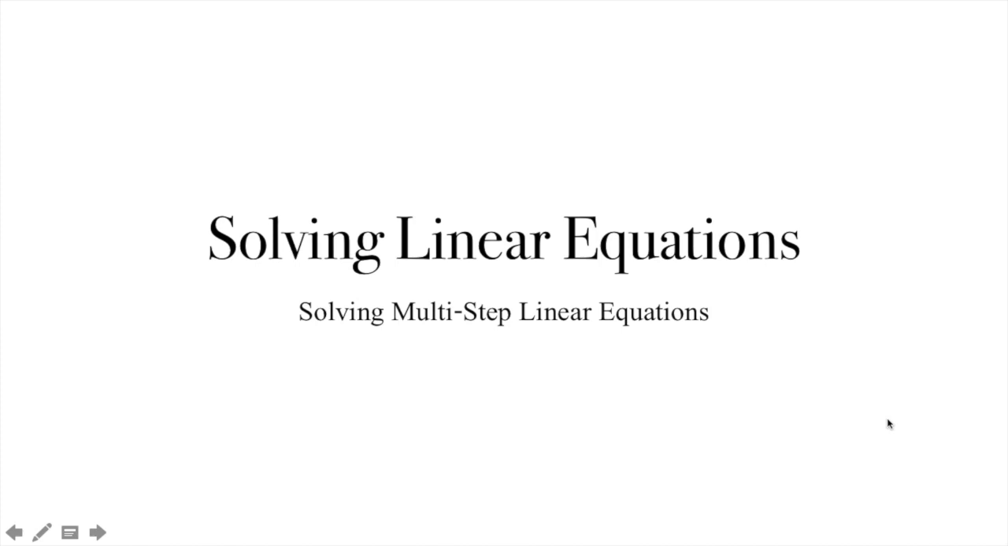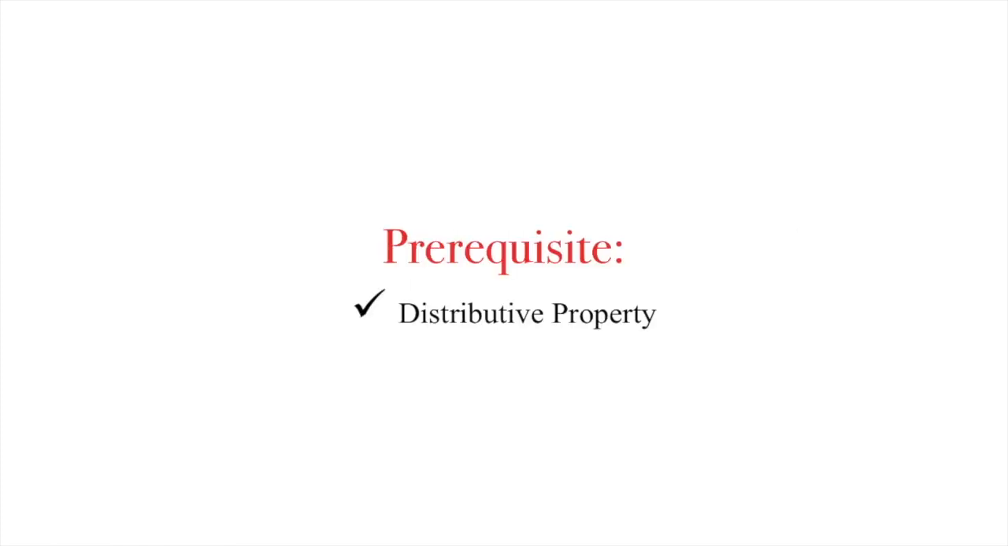This is going to be the last part of our series on linear equations. We have solving multi-step linear equations. For this lesson, it is expected that you have already done some work on distributive property as well as combining like terms. Well, you can do this also before doing the variables on both sides of the equation.